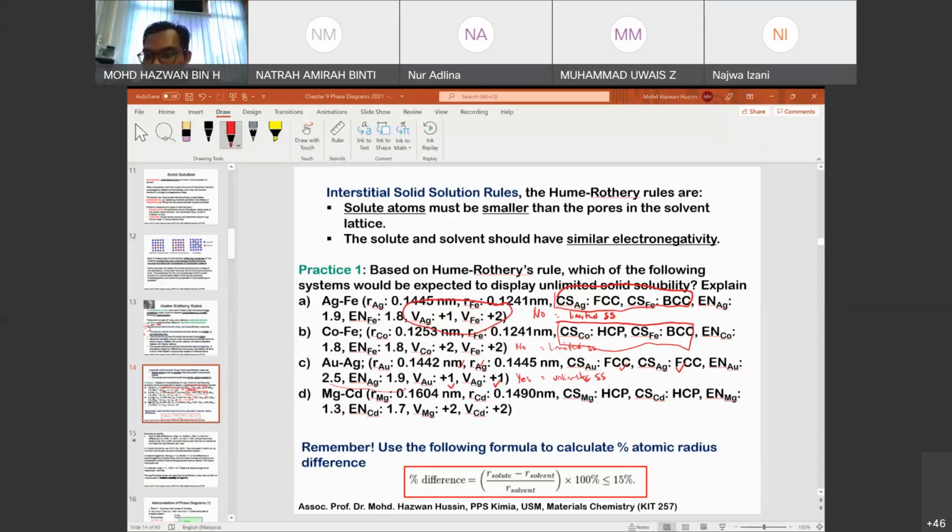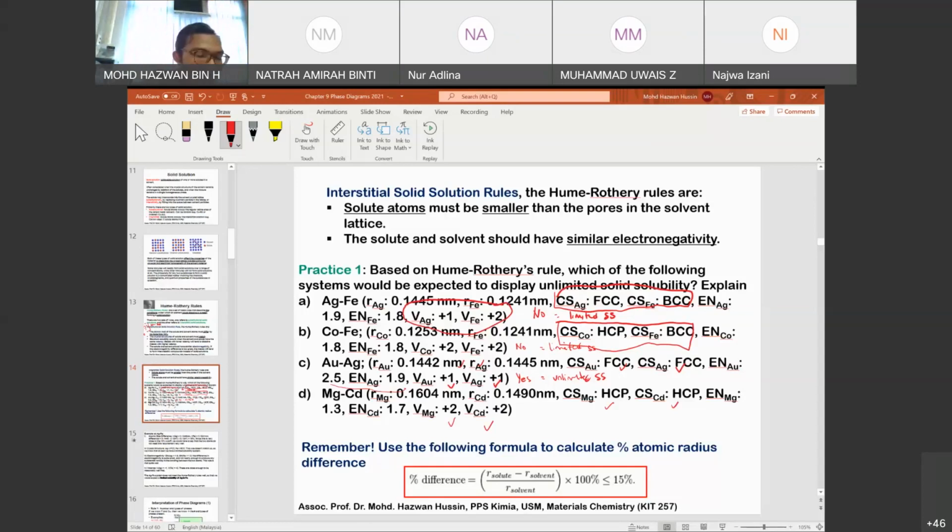Okay, last one before we end our lecture. Siapa tadi saya suruh buat? Adlina. Okay, Adlina, silakan. Boleh tak boleh? Boleh. Because crystal structure the same. Then valency also same. And atomic radius? Beza dia sikit je. So still boleh.